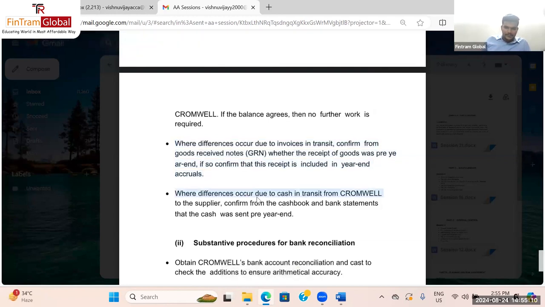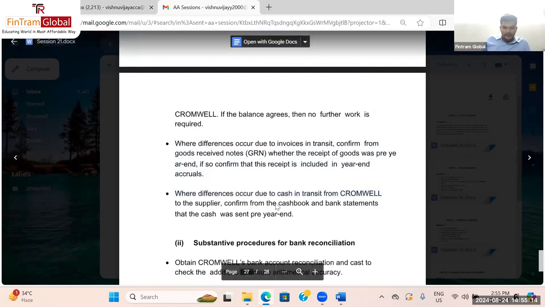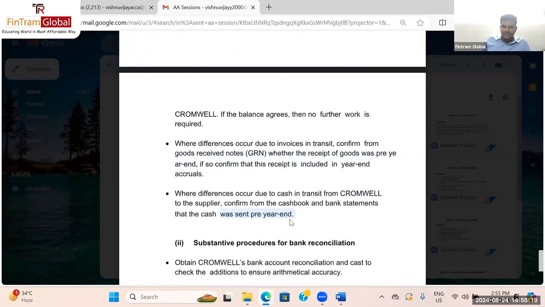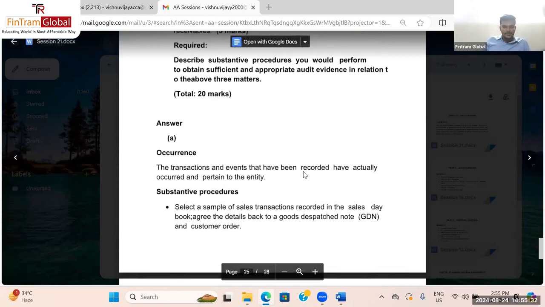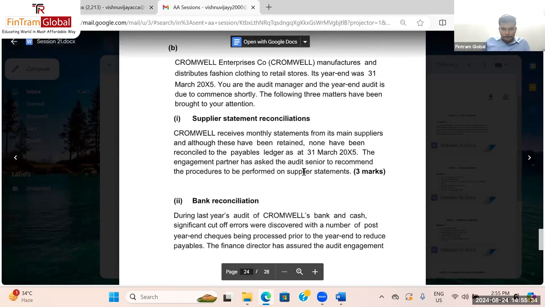Where the differences occur due to cash in transit from Cornwall to the supplier, confirm from the cash books and bank statement that the cash was spent pre-year-end. Because if it's pre-year-end, then we can record it for the current year, but otherwise it should be recorded in the next year. That's basically the idea. So this is how you think from a scenario's perspective.